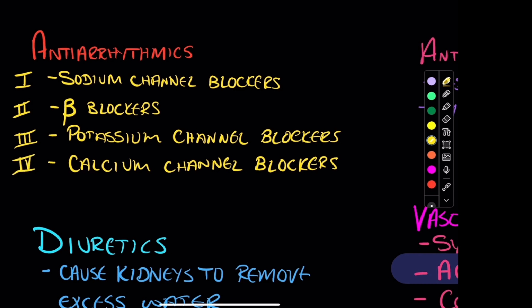And it'll always be, so if it's a sodium channel blocking agent, it's going to be class 1. If it's a beta blocking agent, it's always going to be class 2. Potassium channel blockers are always class 3, and then your calcium channel blockers are always going to be class 4.